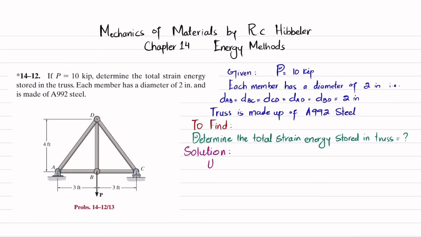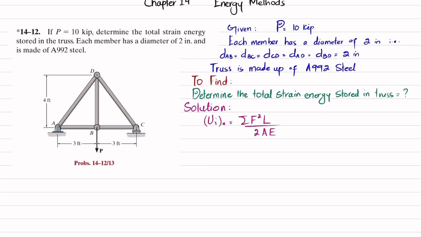So strain energy Ui due to axial loading will be equal to the sum of N square L divided by 2AE, where N is the axial load that is carried by the member, L is length, A is area, and E is modulus of elasticity. So you can see this is member AD, this is member CD, this is BC, this is AB, and this is DB.